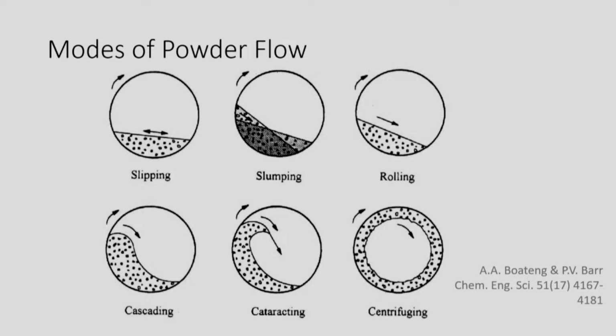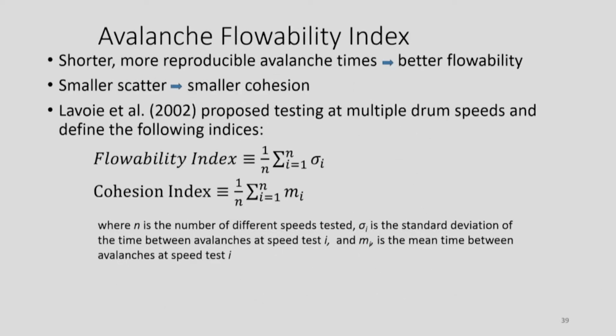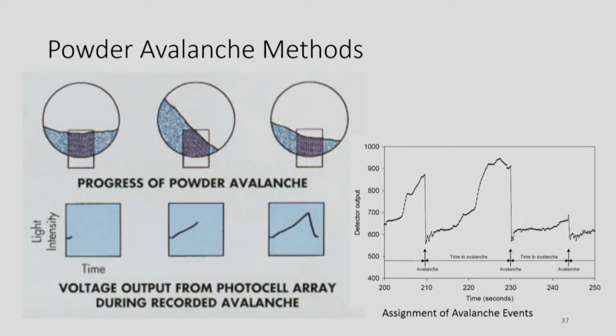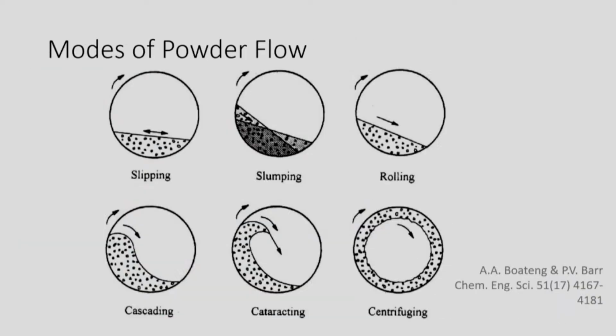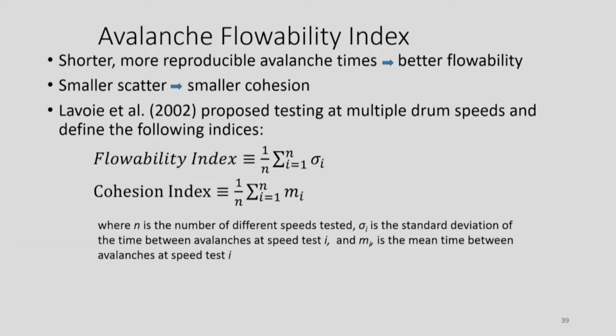Centrifuging happens if the speed is very high, if the RPM of the cylinder is very high, then you will see all powders sticking to the wall. And you saw the graph, right? Here is the measurement of output or the angle. If you have shorter and more reproducible avalanche times, then the flow behavior will be a little better. Smaller cohesion, smaller scatter means it's flowing easily. There's less cohesion affecting the movement of powder within that rotating drum.